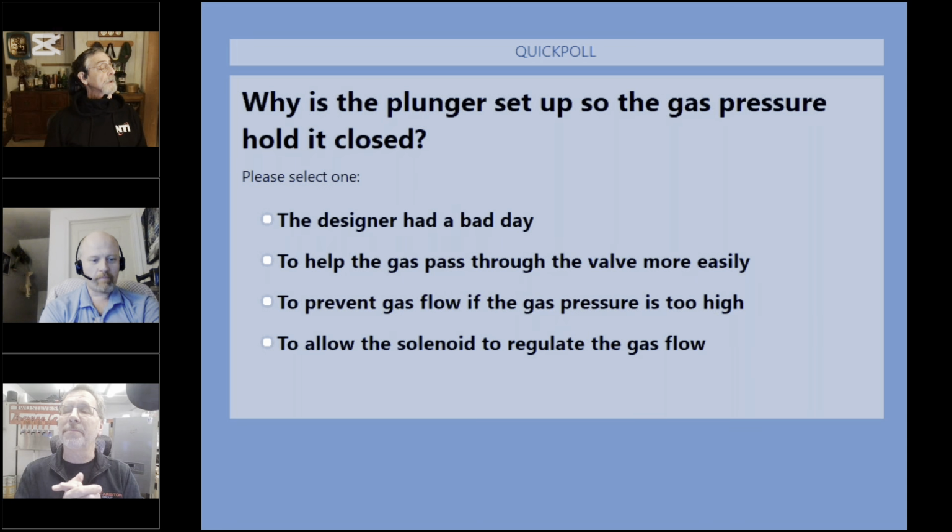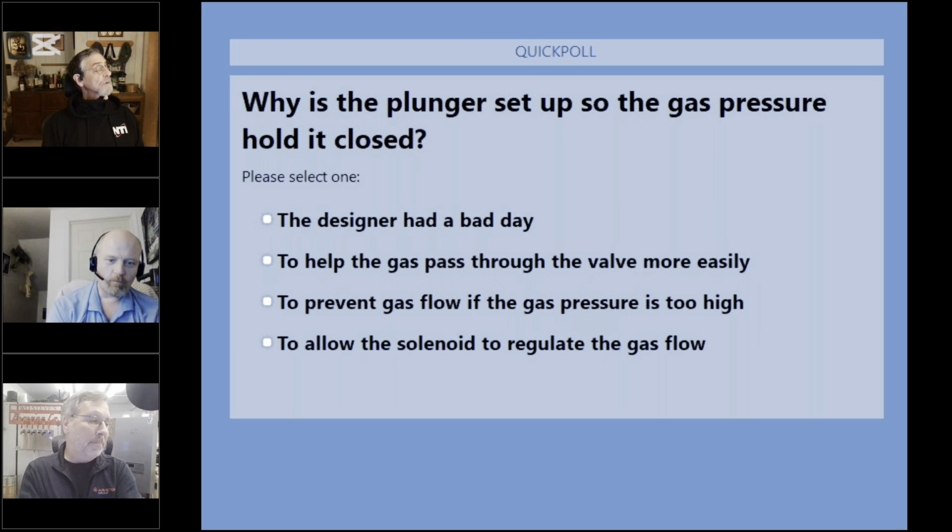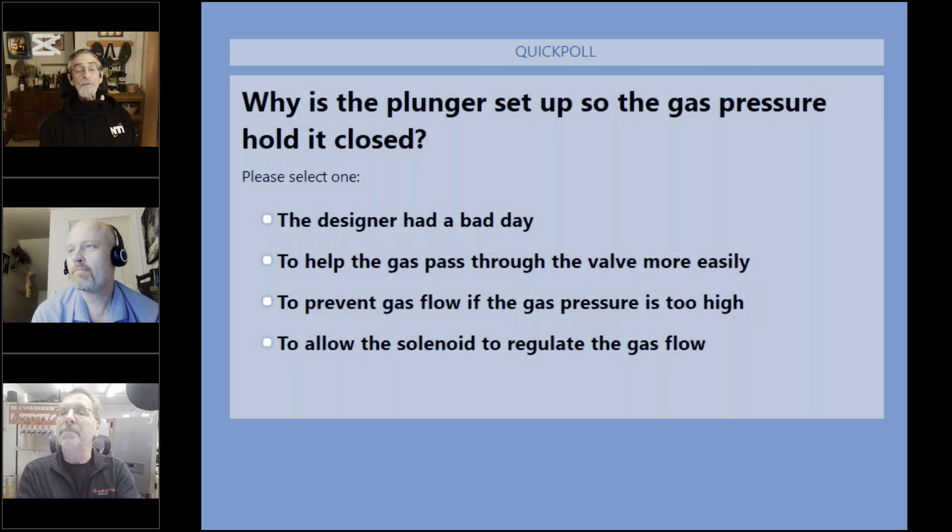No, that's fine. We've got basically 63% choosing number 3, to prevent gas flow if the pressure is too high, followed by a fairly healthy 27% to allow the solenoid to regulate the gas flow.